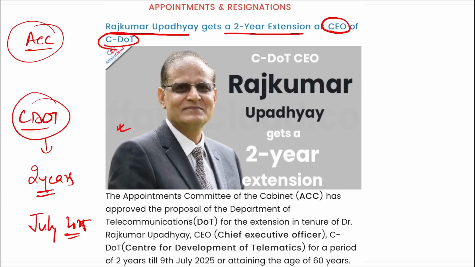Previously he has served as the additional director general of Doordarshan and All India Radio, Prasar Bharati, director general at the DOT, and advisor at the Telecom Regulatory Authority of India, that is TRAI, and he is also a founding member of the Bharat 6G Alliance. So coming back, Dr. Rajkumar Upadhyay has been given an extension of 2 years as the CEO of C-DOT.